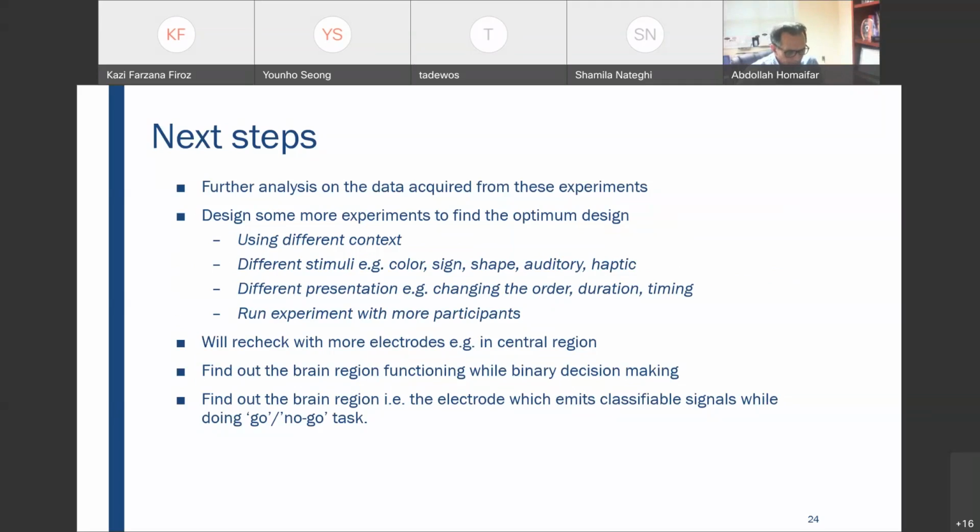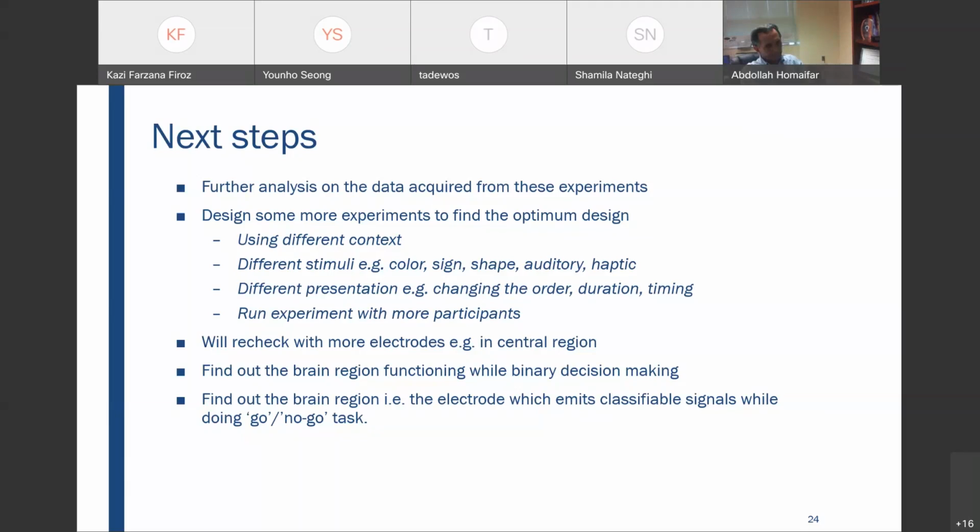designs too, so that we can find if there is any time effect, any presentation effect, any stimuli effect. We will design more experiments to find the optimum design, like using different context, different color, sign, shape, or we'll use auditory or haptic presentation. And different presentation systems we will use, like we already used different kinds, where 4 of them were kind of the same and 5 was kind of different. And obviously it's a must requirement: we need many more participants.